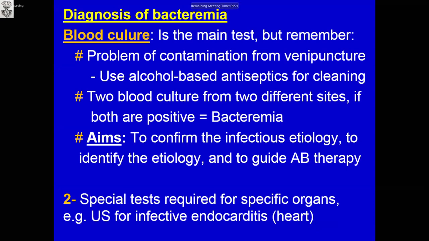Other tests could be useful. Special tests are required for a specific organ. For example, a patient with infective endocarditis: ultrasound, US means ultrasound, examination with ultrasound waves. There is a specific device that examines for infective endocarditis, which is present in the heart. It will give you a clue that there is infection in the heart by the presence, for example, of vegetations, masses of microbes. Ultrasound.